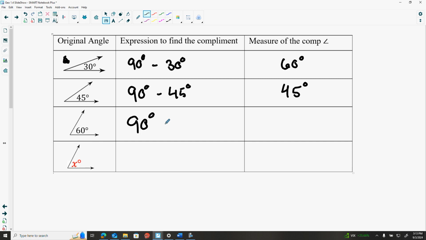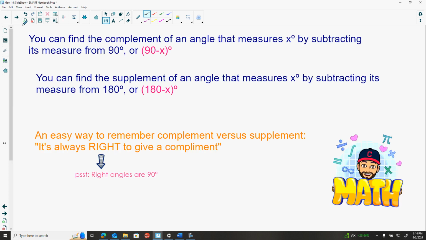To find the complement of a 60-degree angle, I can take away 60 from 90, and I'm going to get 30 degrees. Regardless, when I'm trying to find the complement of an angle, which is the other angle that adds to 90, I can take 90 degrees and subtract whatever that angle measure is. So the measure of a complement is 90 minus x degrees. Subtract from 90 if you don't know it. In general, you can find the complement of an angle that measures x degrees by subtracting its measure from 90, or 90 minus x degrees.